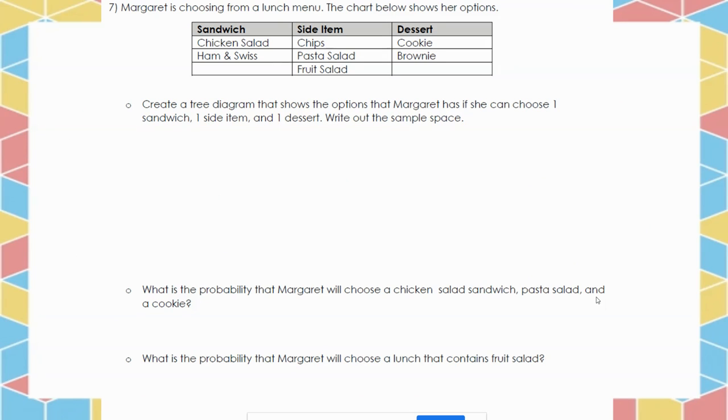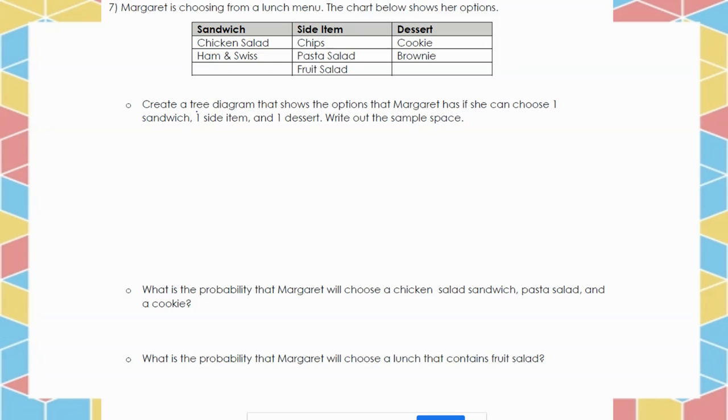Number 7 says Margaret is choosing from a lunch menu. The chart shows her options. We want to create a tree diagram that shows the options she has if she can choose 1 sandwich, 1 side item, and 1 dessert. And then we're going to write out the sample space.